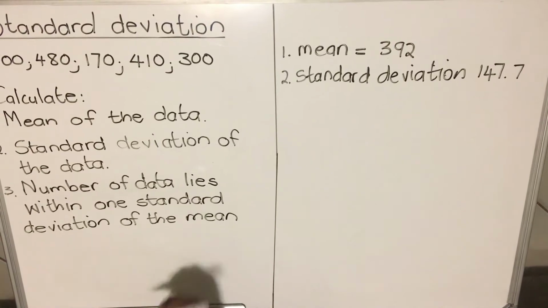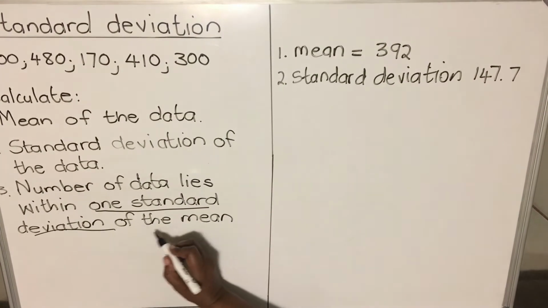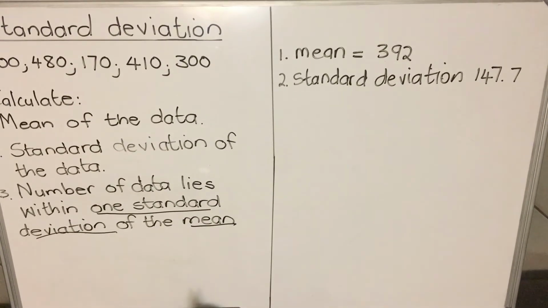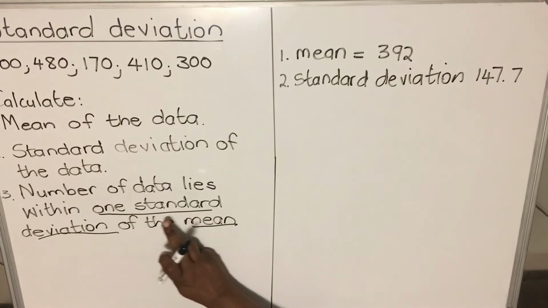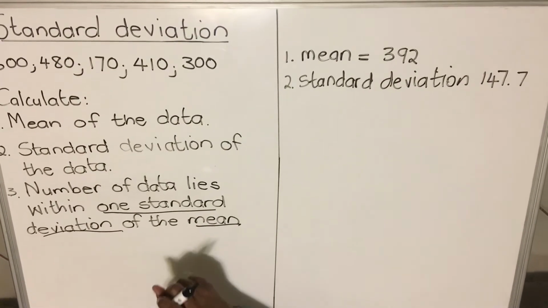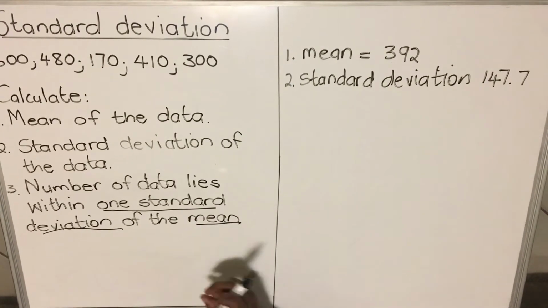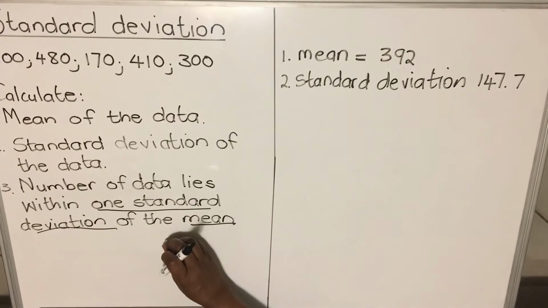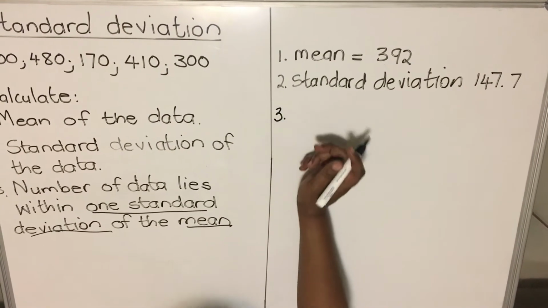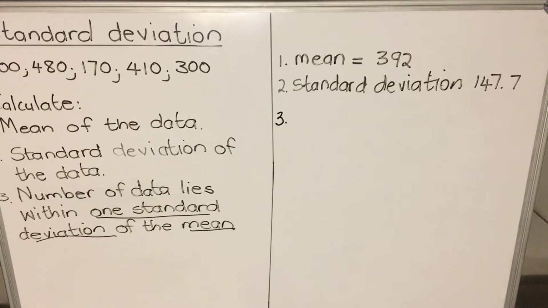Let's write that. The third question, it says calculate the number of data that lies within 1 standard deviation of the mean. So 1 standard deviation, that is important, of the mean. So in the question paper, sometimes they'll say 2 standard deviation, sometimes they'll say 3 standard deviation, sometimes they'll say 1 standard deviation outside the mean. So you really need to read the question properly. What are they asking you? So when you get this question, you need to have a coordinate.